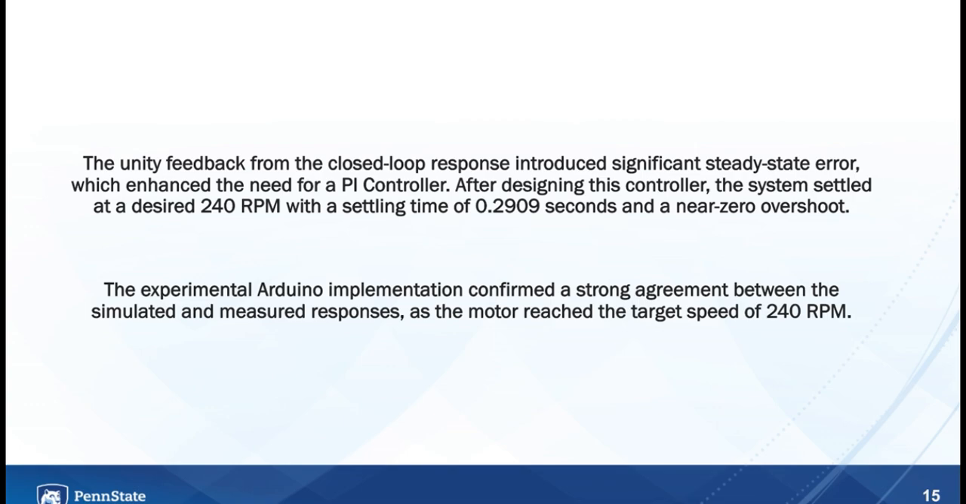The experimental Arduino implementation confirmed a strong agreement between the simulated and measured responses, as the motor reached the target speed of 240 RPM. Overall, the identified transfer function proved to be an accurate model of the physical system, and the PI controller demonstrated its effective performance.